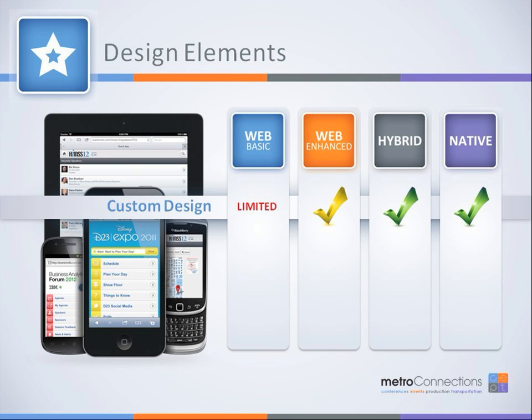So the Web Basic is usually very limited. It is what it is, and if you want to use it, it's going to look like this menu. You can change the colors, and we'll talk about that in a minute, but it's going to look like this. So the Web Enhanced has many different versions, and the hybrid and, of course, native have the most design opportunities. And then, go ahead, next.